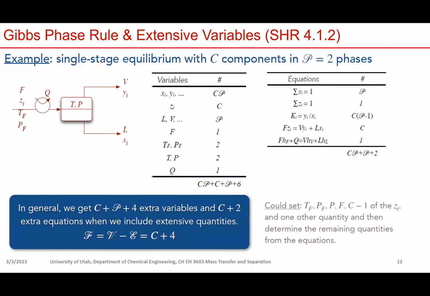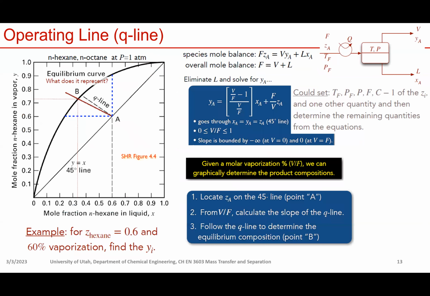And on the other hand, this Q line, as we developed it, represents in this separation unit all the possible compositions in the liquid and vapor phase that will satisfy the mole balance equation, right? Because we derived the Q line from the mole balance equation. That means any point on this line satisfies this mole balance equation, right?